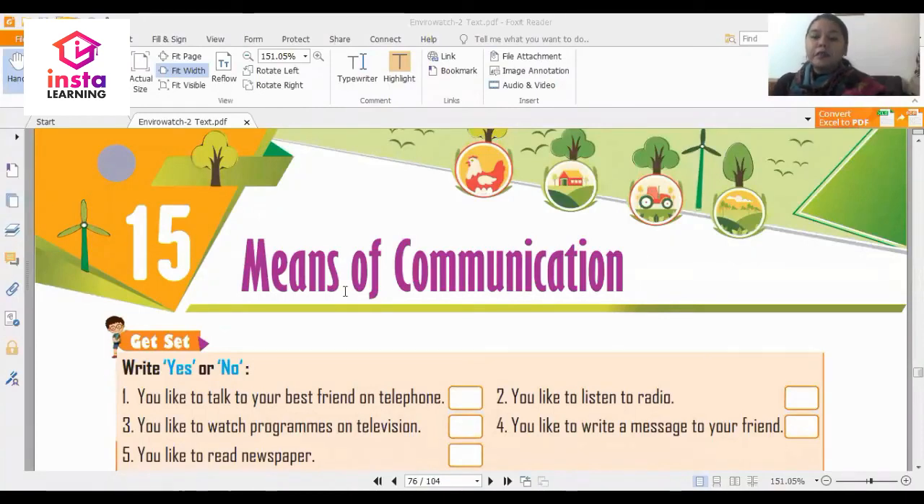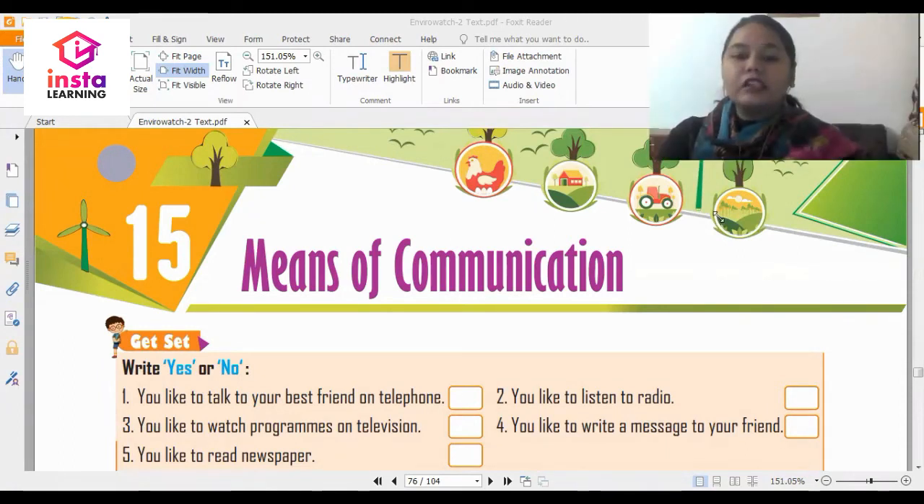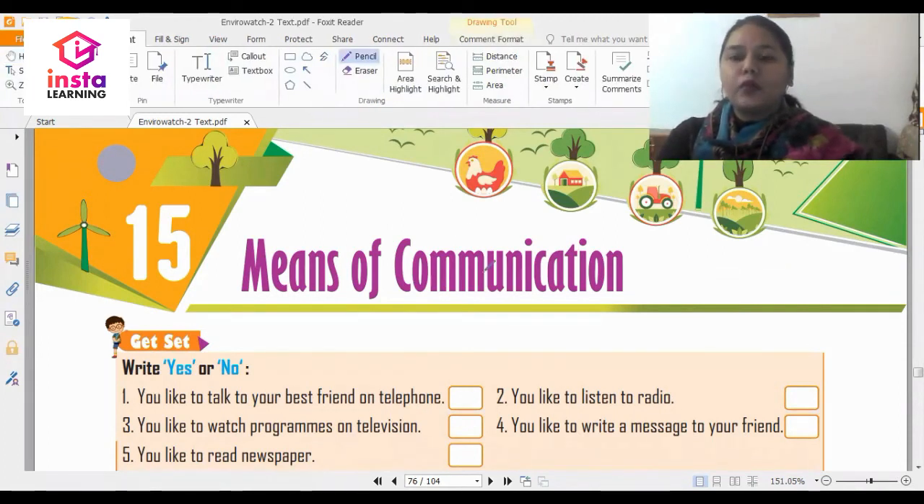The name of the chapter is Means of Communication. So there's a small activity which is given here. It says write yes or no. All right. So we will indicate yes with Y and no with N.